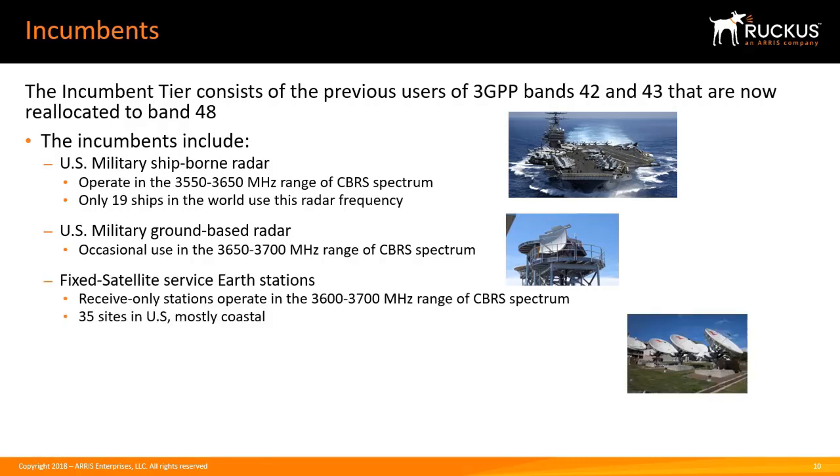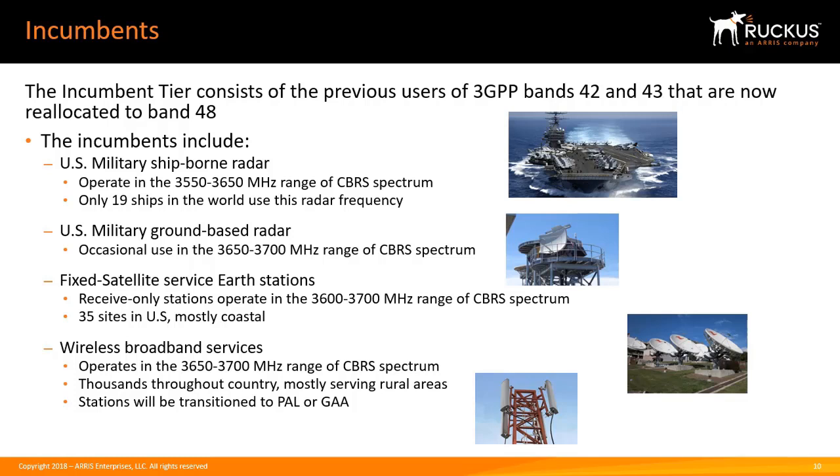Receive-only fixed satellite service earth stations operate in the 3600 to 3700 MHz range. In-band, there are 35 sites around the U.S., which are mostly coastal sites. These are also fixed locations, so CBRS rules for spectrum allocations should be fairly predictable.